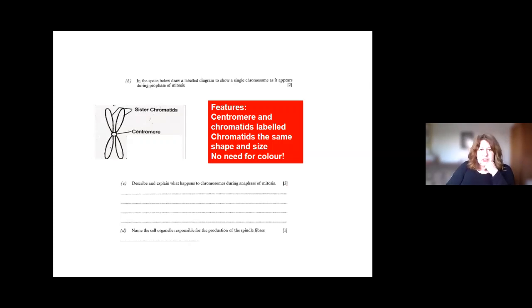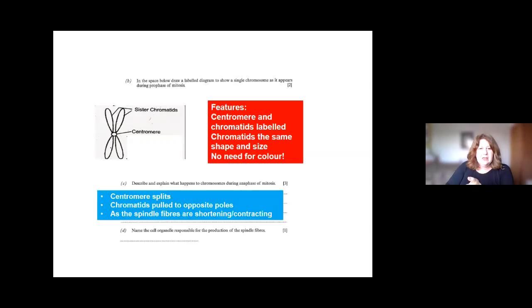So next question then: describe and explain what happens to chromosomes during anaphase. Well, we've talked about that, haven't we? The answer there is, the centromere is splitting. The chromatids are being pulled to the opposite poles because the spindle fibers are shortening or contracting. That tubulin protein is contracting. And then, name the cell organelle responsible for the production of the spindle fibers. Have a little recall, and that is centrioles. That's right.